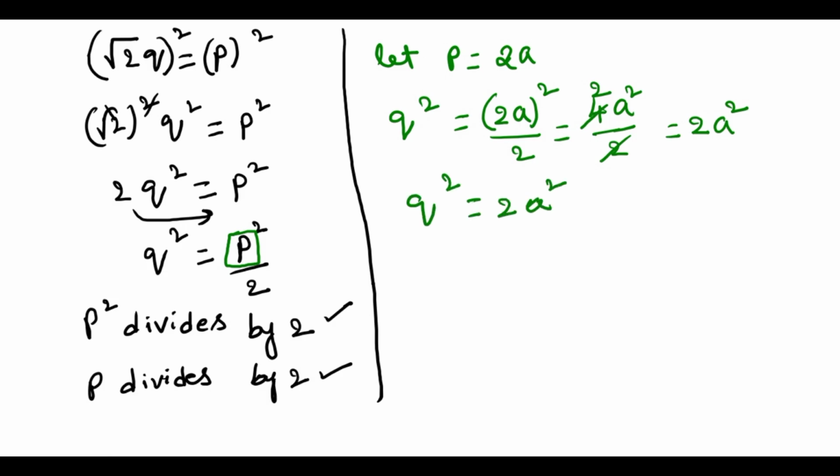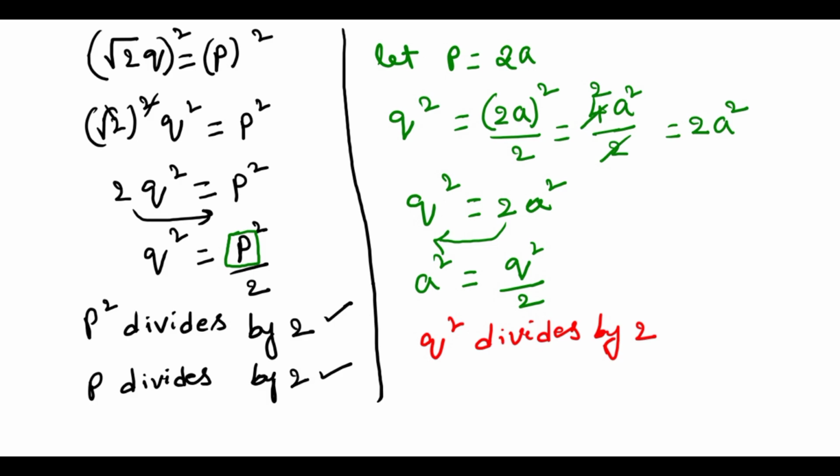That means a square equal to q square by 2. That means it should be divided here. So what is q square by 2? That means q square divides by 2. That means q divides by 2. If q square divides by 2 means q also divides by 2. So what is the meaning of q here? What is q now? It is a multiple of 2.